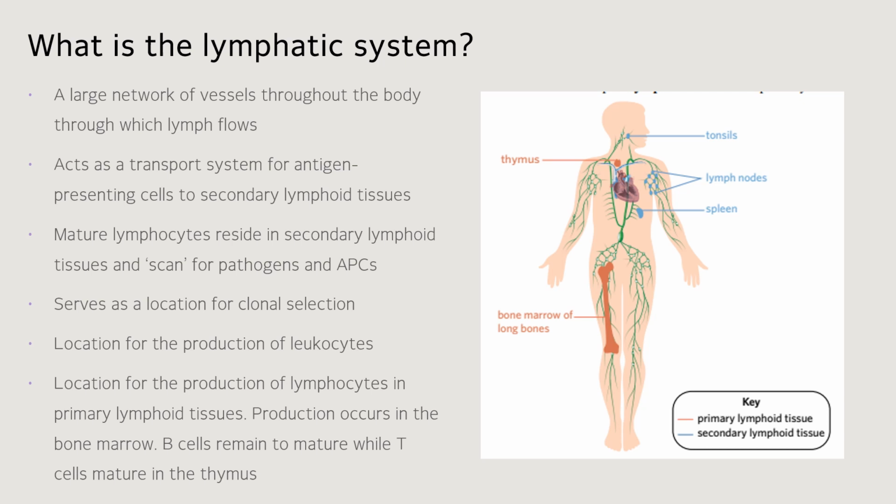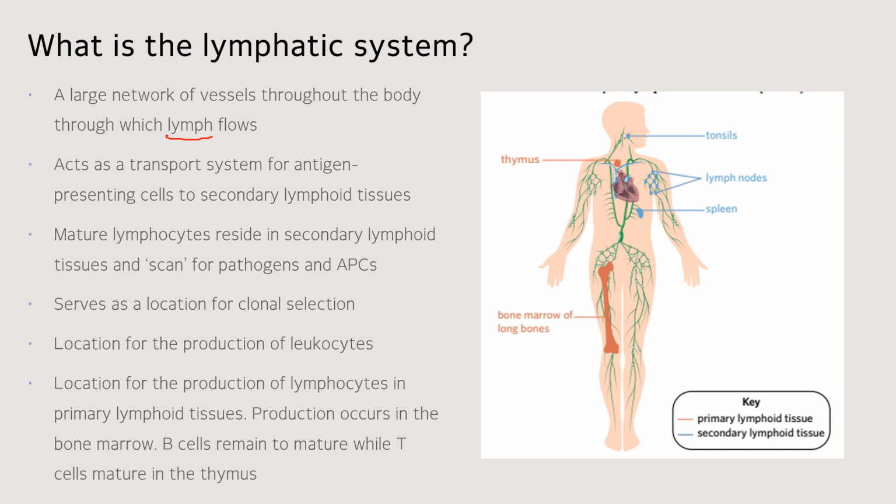So what is this lymphatic system? I've been talking about the bloodstream a lot because most of our innate immune cells will use the bloodstream, and our complement proteins and things like that will use the bloodstream to enter sites of infection. But we also have the lymphatic system. The lymphatic system is very specific to immune responses, and it's normally where our adaptive immune cells are going to be traveling around. It's a large network of vessels throughout the body in which lymph flows. Lymph is basically a fluid, like blood but not like blood at all, that flows through these vessels.